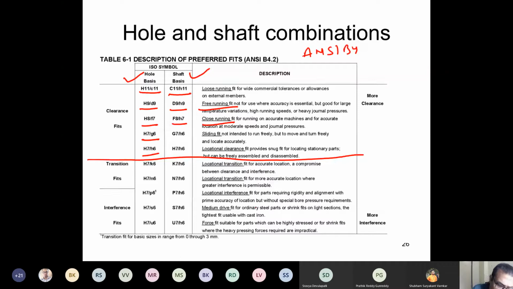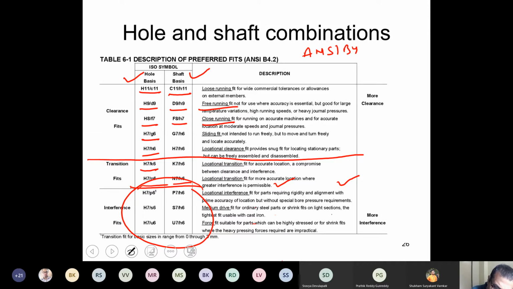Then there is transition fit. So the transition fit is H7 K6 for accurate location and a compromise between clearance and interference. And then locational transition for where greater interference is possible. So H7 N6, N7 H6. Now after this, these are interference fits. H7 P6, P7 H6. So these are for parts which are rigidly held and aligned with prime accuracy, right? So you need very good alignment, and maybe it's a rotating part also.